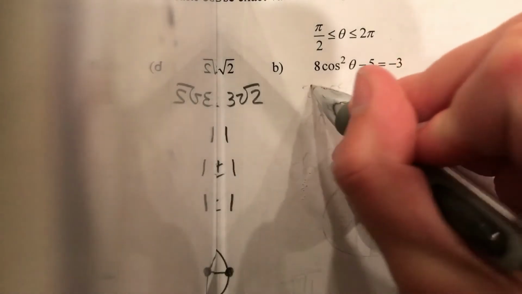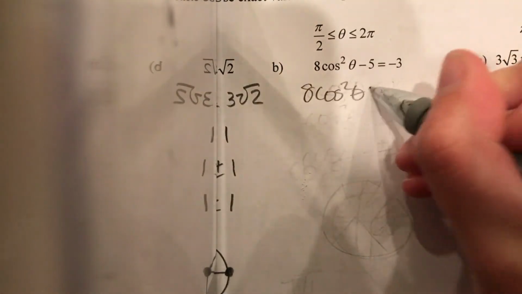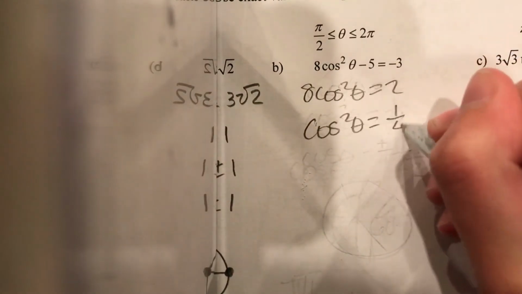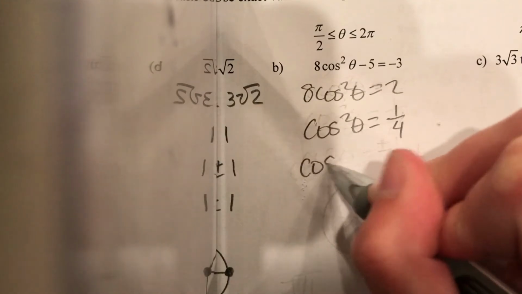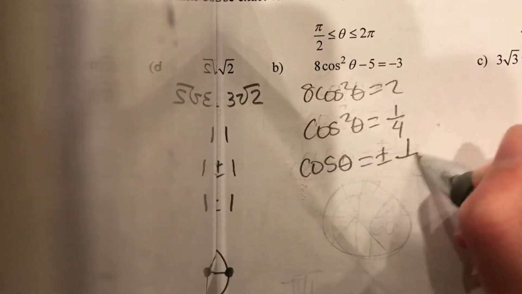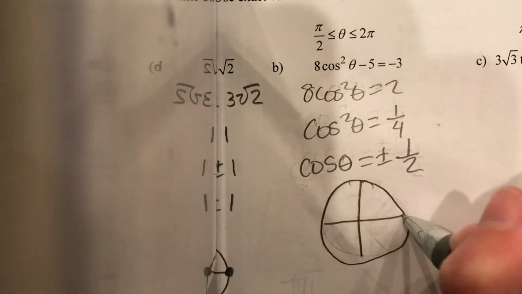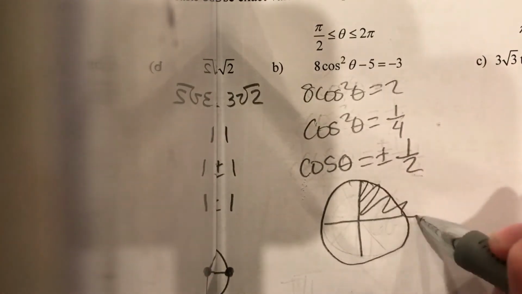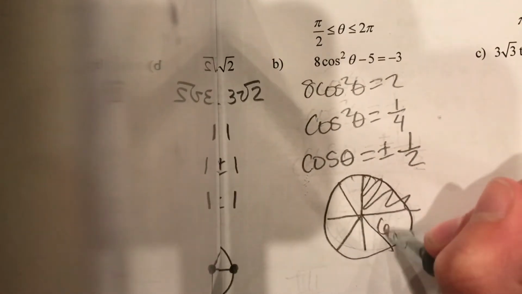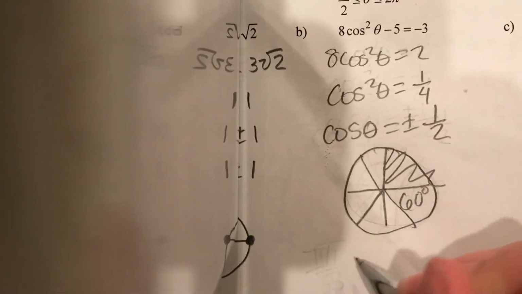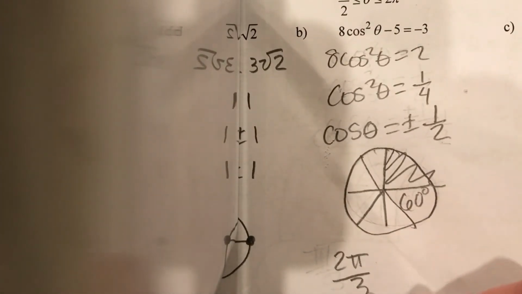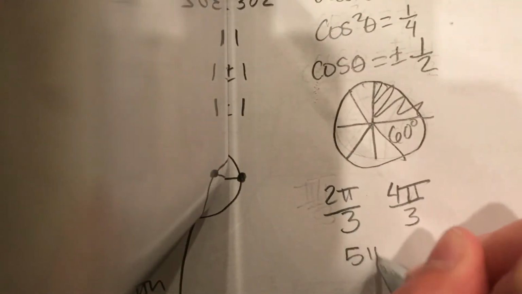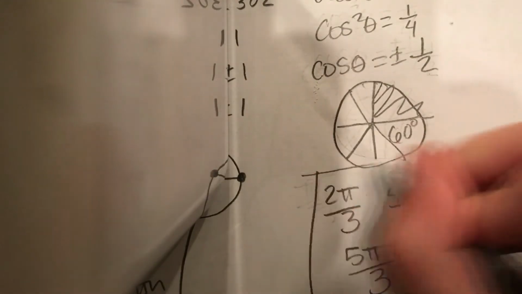First, you'd add 5 to the other side, so you get cosine squared of theta equals 2, and then you divide by 8 to get the cosine squared by itself, so then you get 1/4, and then you have to square root it to get rid of the square, so you get cosine of theta equals plus or minus 1/2, and then on your unit circle, those would be 60-degree angles, but since there's a domain restriction, it can't be in the first quadrant, so that leaves you with your 60-degree angles. And your answers would be 2 pi over 3, 4 pi over 3, and 5 pi over 3.